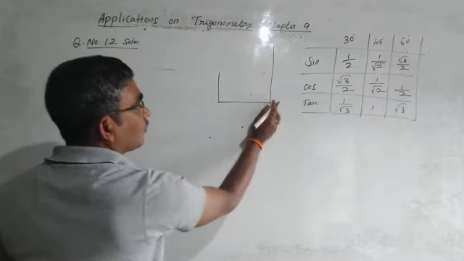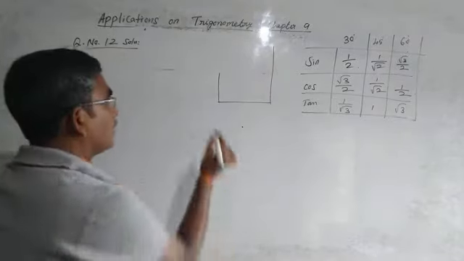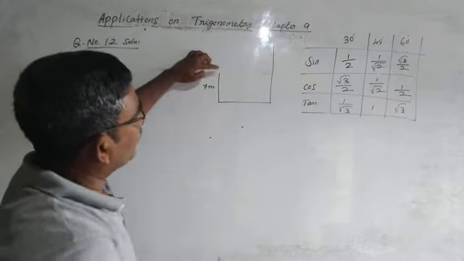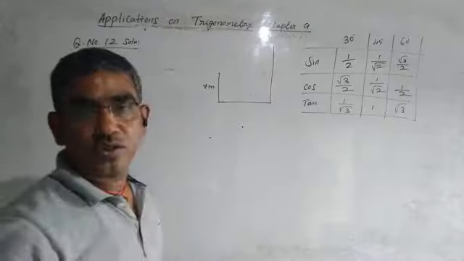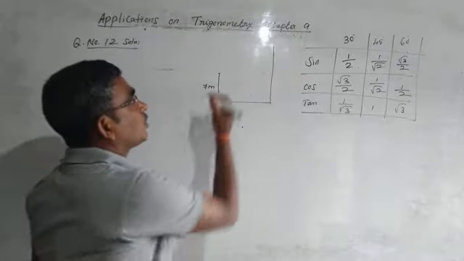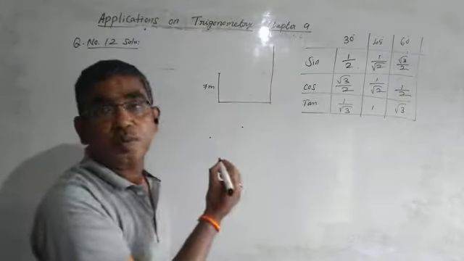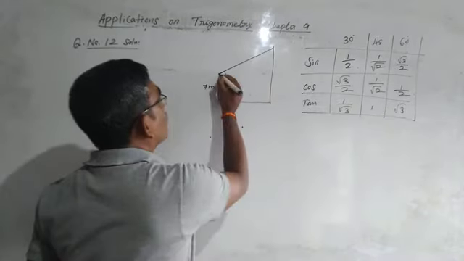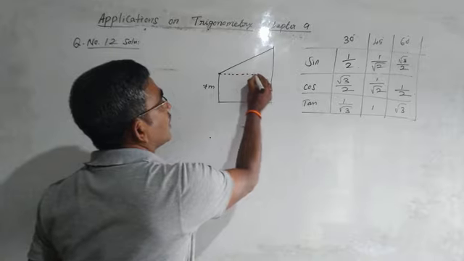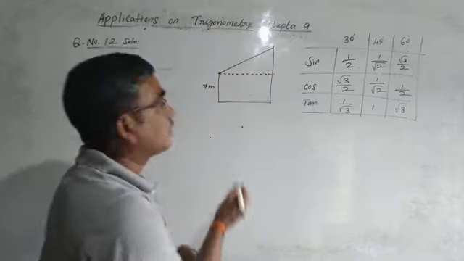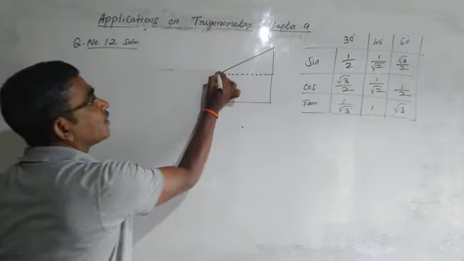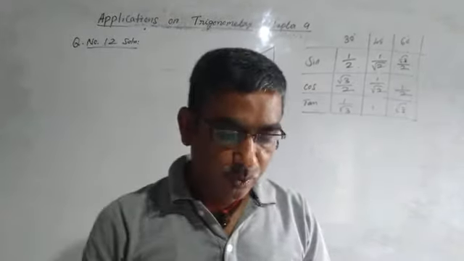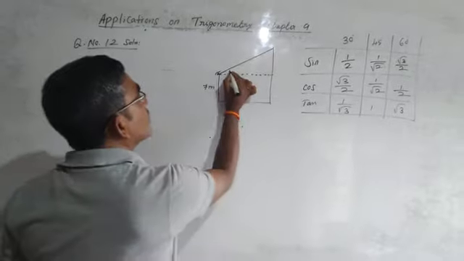From the top of the 7 meter high building, this is the building. From the top of the building, you are watching the angle of elevation of the top of the tower. It is found to be 60 degrees. This is a horizontal line, a line parallel to the earth. From here, the observer standing here is looking at the top of the cable tower. The angle is found to be 60 degrees.